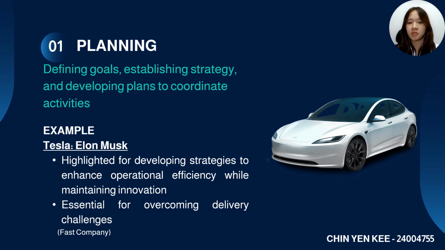The first management function is planning. Planning includes defining goals, establishing strategy, and developing plans to coordinate activities. The example we are going to use is Tesla, the car company led by Elon Musk. He highlighted developing strategy to enhance operational efficiency while maintaining innovation, meaning he is developing strategy to streamline operations while maintaining innovation, which reflects the planning function by setting clear objectives for growth and market response. He also emphasized strategic planning to address production challenges to ensure that the company can meet market demands effectively. This is essential for overcoming delivery challenges.